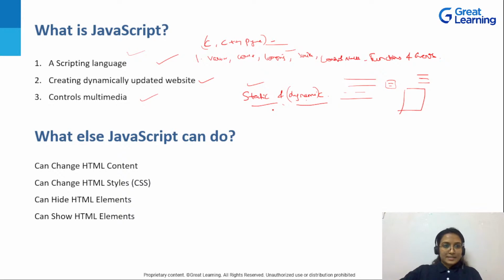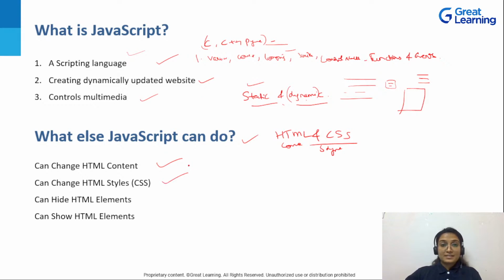I'll show you that. So coming up next, what else can JavaScript do? Apart from all this scripting, client-side scripting, dynamic websites or controlling multimedia, what else can JavaScript do, with the help of HTML and CSS? HTML and CSS, I told you, one is to manage the content, another one is to style, right? So the first thing it can do is change the HTML content. It's not only you going and changing something manually, you can program it in such a way that it can change the content whenever it is necessary.